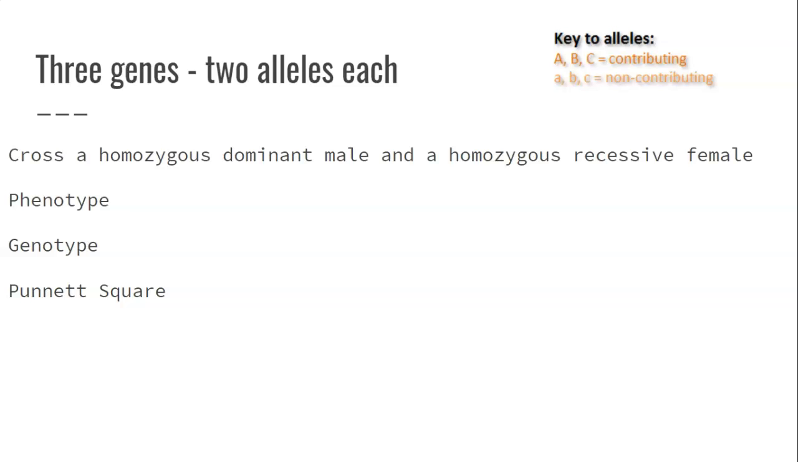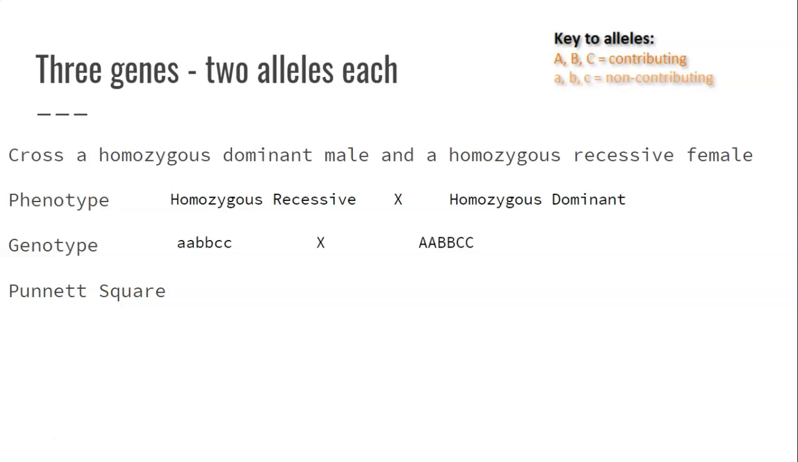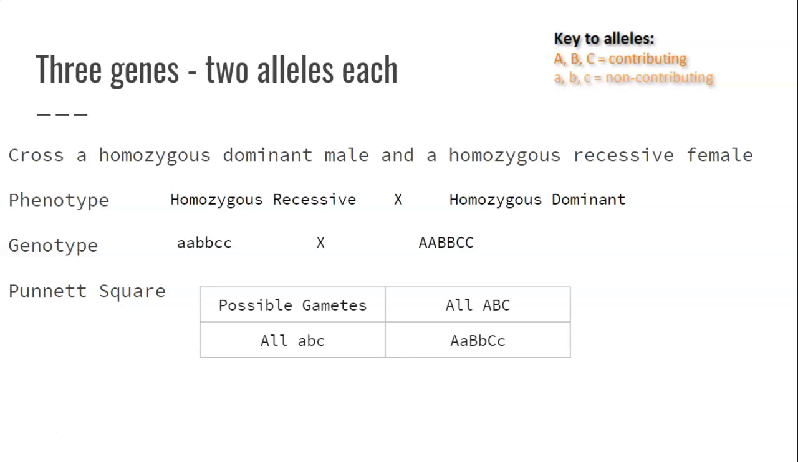So if I were to ask you questions about 3 genes, 2 alleles each, which I absolutely could, it would be more like this. If you cross a homozygous dominant male with a homozygous recessive female, that's your cross, that's your genotype, and that's your Punnett square, because the only possible gametes are all lowercase versus all uppercase. And so your only possible offspring would be heterozygous for all 3 genes.